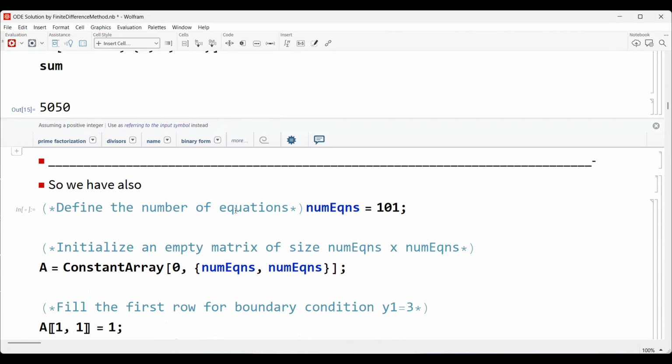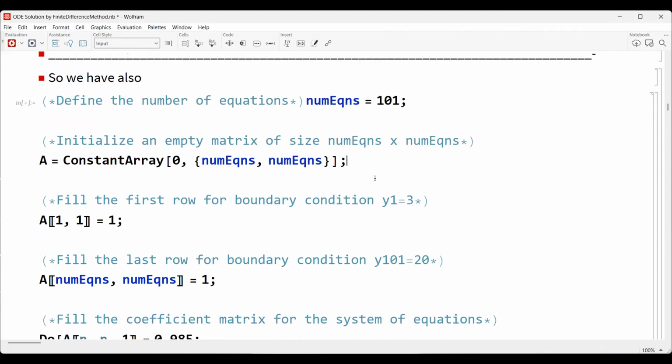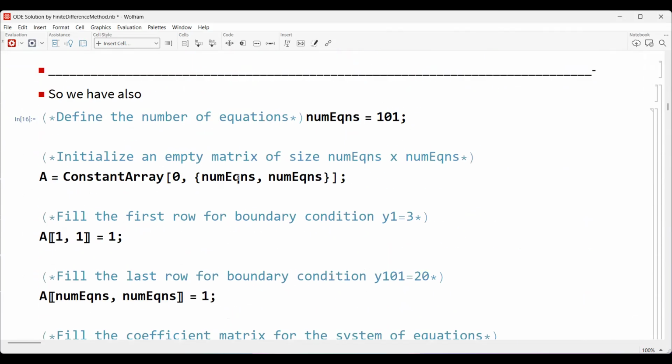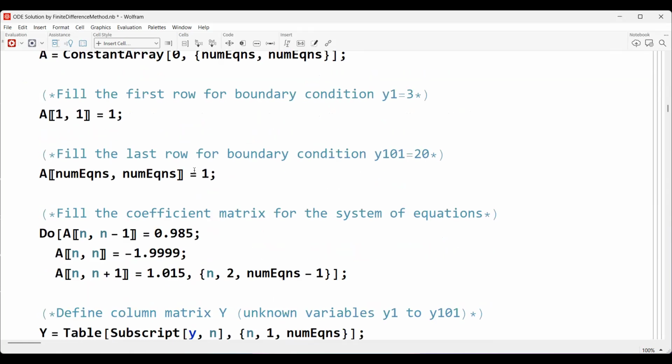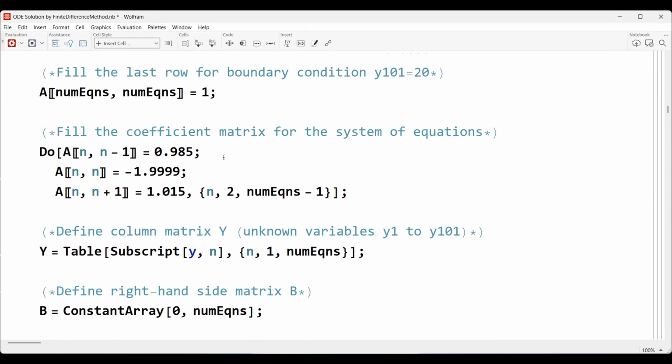Okay, so let's now proceed to our problem here. Our number of equations here is equal to 101. And we have the constant array here, which has 101 entries for the 101 equations. So you have the 101 as 0 here. Fill the first row for the boundary condition, y sub 1 equals 3. So this is our first element in our system of equations here. In our system of 101 equations, our last row here is y sub 101 equal to 20 here. Then fill the coefficient matrix for the system of equations here.